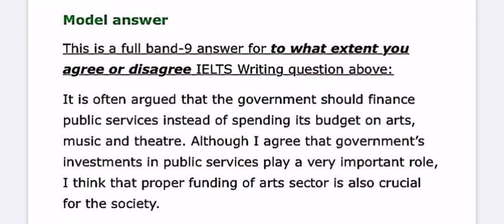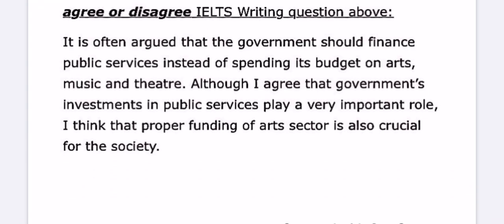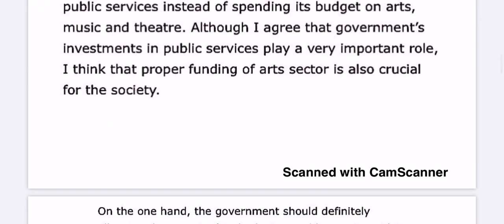Then we can write this line: it is often argued that the government should finance public services instead of spending its budget on arts, music and theatre, because that is paraphrasing the question in your own words. Then the thesis statement: although I agree that government's investments in public services play a very important role, I think that proper funding of art sector is also crucial for the society.